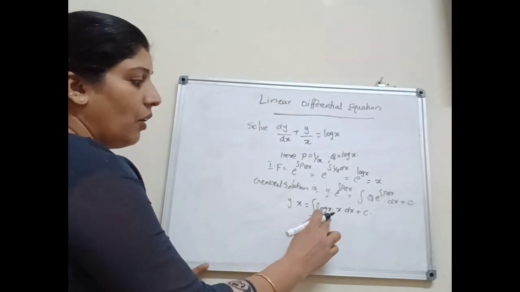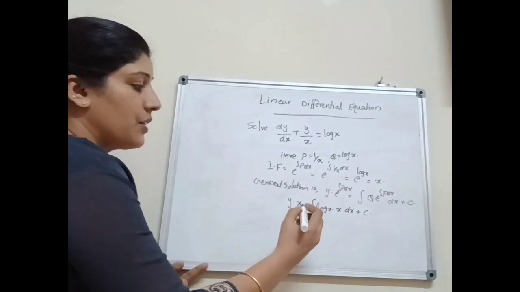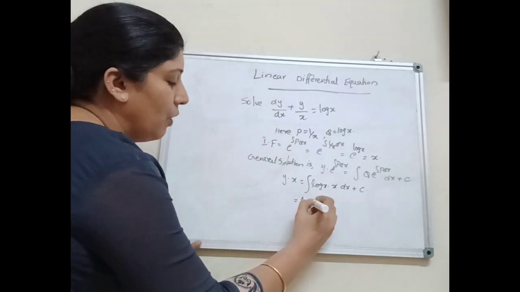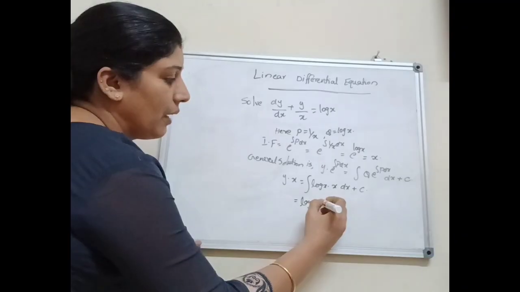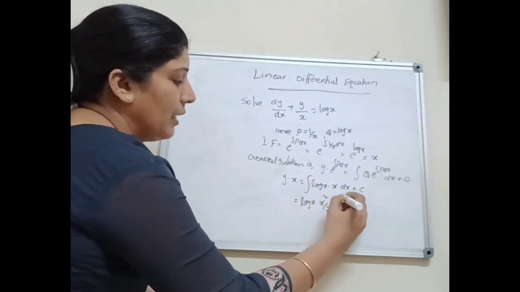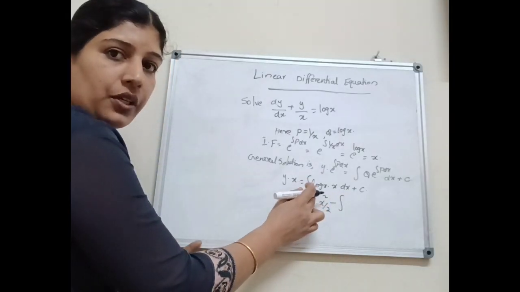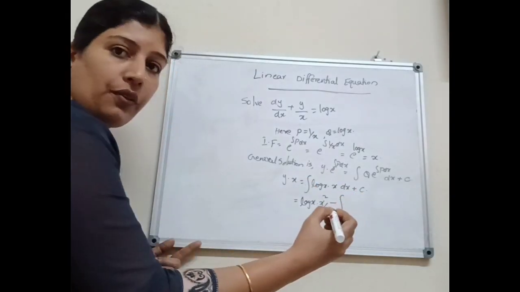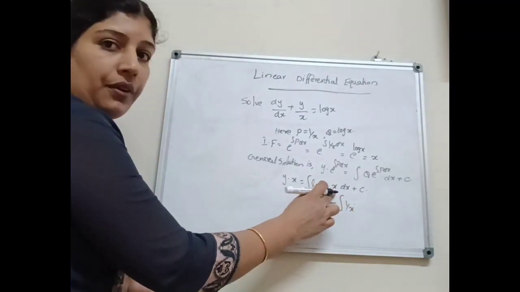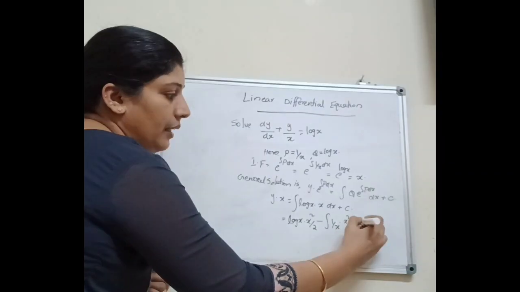Next, integral log x into x, that is integral of first function into second function. Here we have to take first function log x into integral of second, integral of x is x square by 2, minus integral of derivative of first function. Here first function is log x. Therefore, d by dx of log x is 1 by x, into integral of second function. Integral of x is x square by 2 dx.